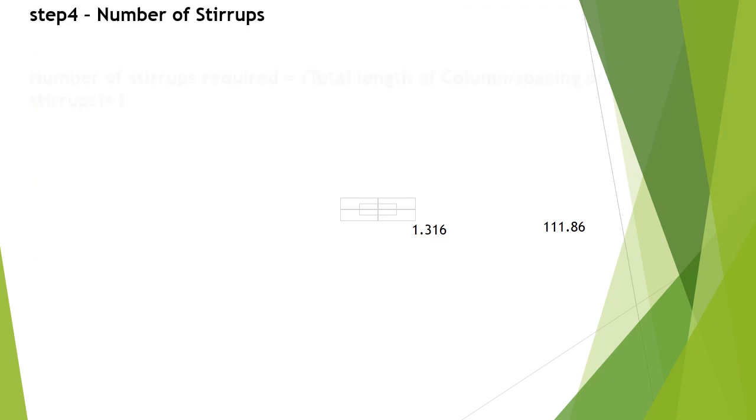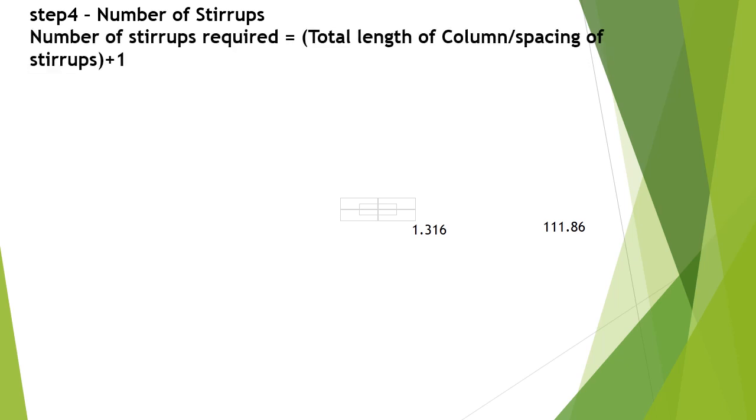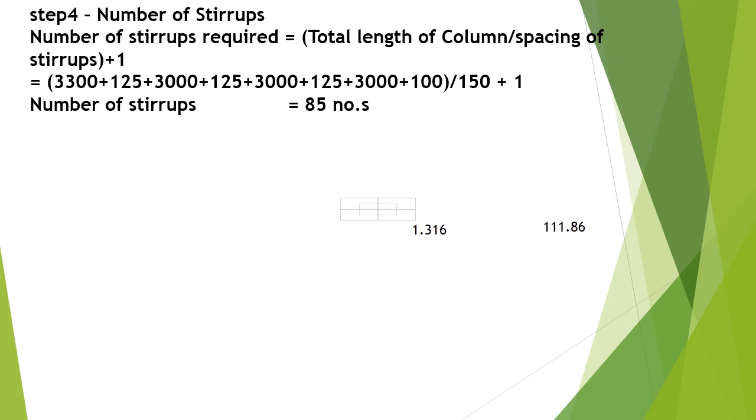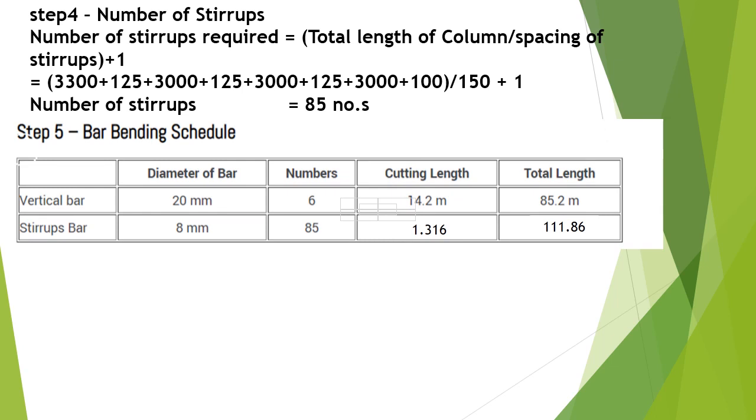Number of stirrups. Number of stirrups required is equal to total length of the column divided by the spacing of the bar plus 1, which is known as n plus 1. In our case, it becomes 85 numbers. The detail has been shown. Bar bending schedule: how to prepare a bar bending schedule has been shown as per the sketches. Vertical bar of 20 mm, 6 numbers of bars, cutting length 14.2 meter, total length 85.2 meter. Stirrup bars 8 mm, 85 numbers, 1.316, 111.86 meter.